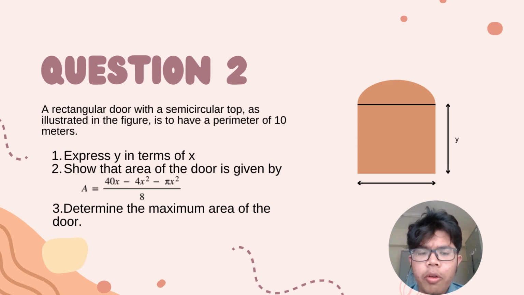So next up here we have question 2, where a rectangular door with a semicircle top, as illustrated in the figure, is to have a perimeter of 10 meters. In this question, we are given three tasks: express y in terms of x, show the area of the door is given by A = 40x - 4x² - πx²/8, and determine the maximum area of the door.